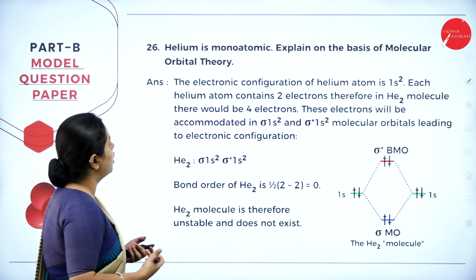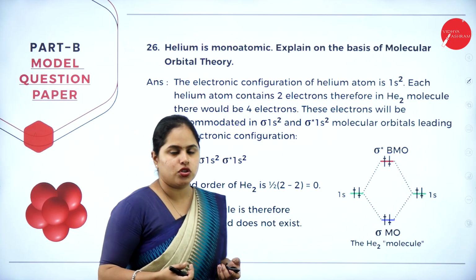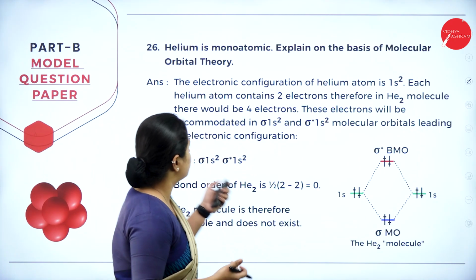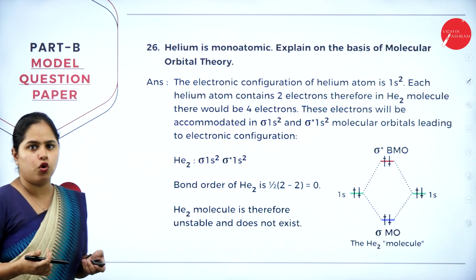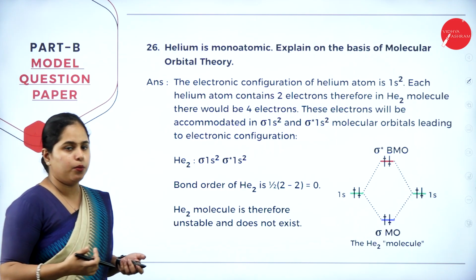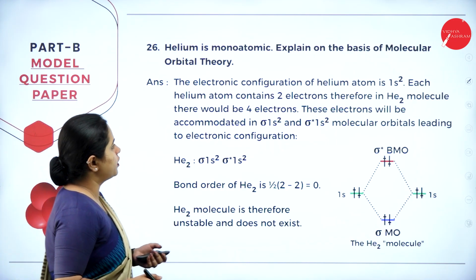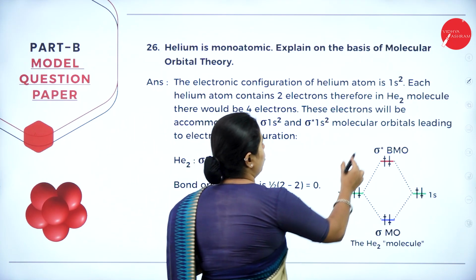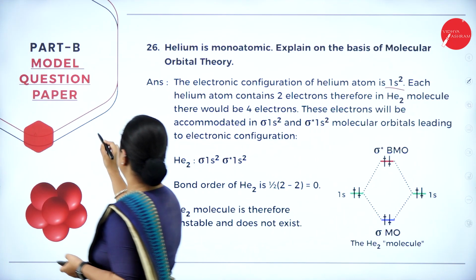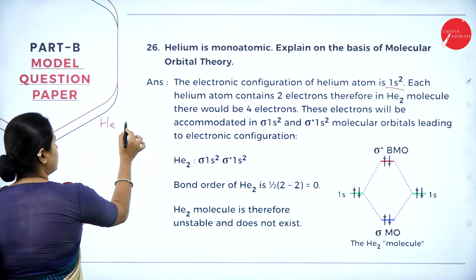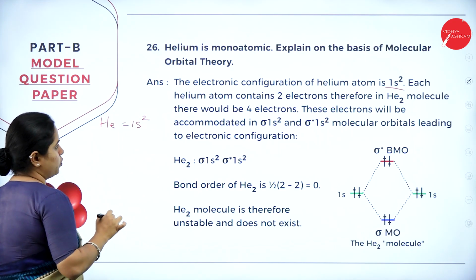Moving on to the next one, helium is monoatomic. Explain on the basis of molecular orbital theory. This contains 2 marks. Why is helium monoatomic? You have to explain using MOT. So let's see here, the electronic configuration of helium atom is 1s2. Helium atom means only 2 electrons will be there. So it is 1s2.